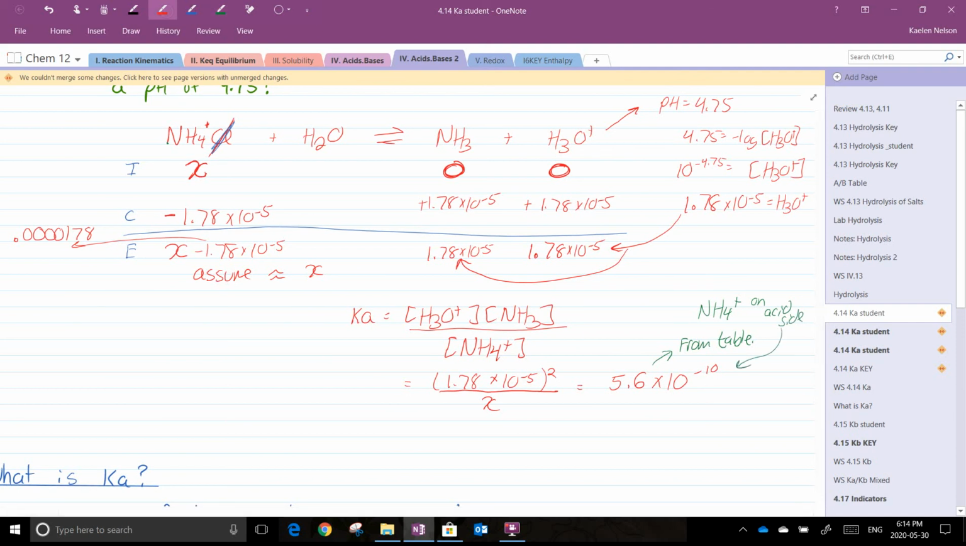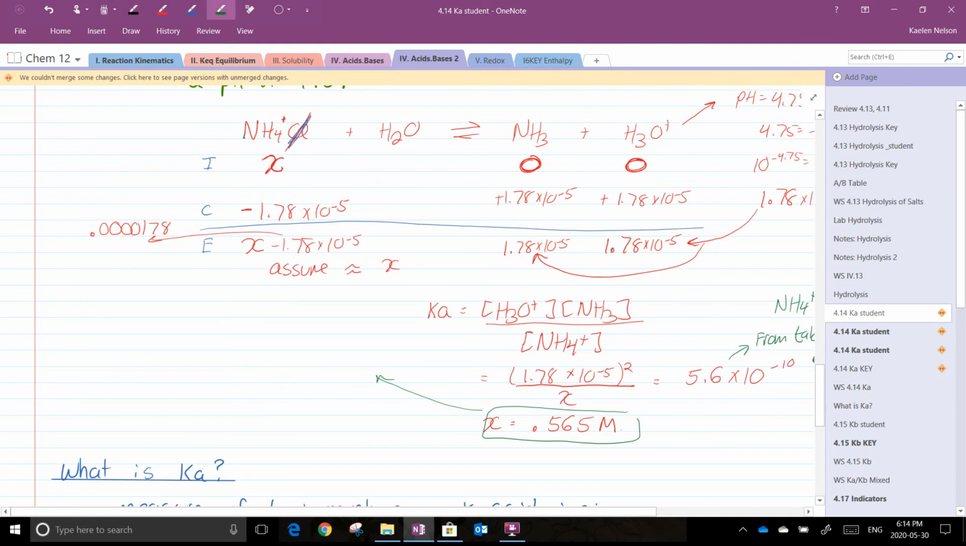Okay, now with a little bit of math, you can solve for x. In this case, x is equal to 0.565 molar. So that is the majority of our question done. However, this question, remember, wanted to know mass, so I need a little bit more space here, so I'm just going to move this up here. So I have 0.565 moles per liter. That's my molar.